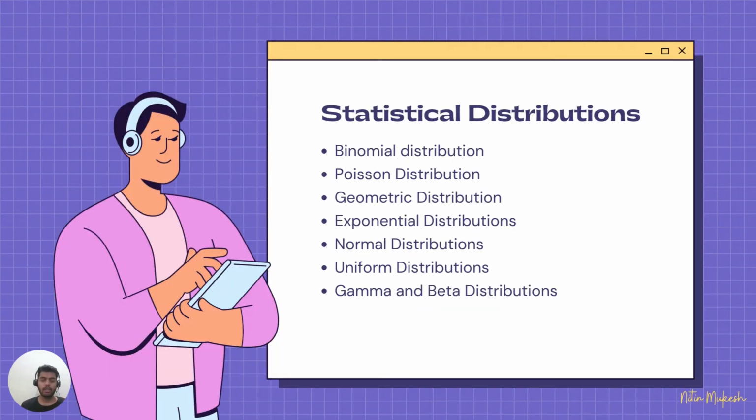The second important thing is statistical distributions. If I talk about statistical distributions, popular distributions are binomial, Poisson, geometric, exponential, normal, uniform, gamma, and beta distribution. And when you are trying to study the distributions, just try to do one thing. Just try to read the PDF and PMF of the distributions, and along with that, try to study the real life application of the distribution.